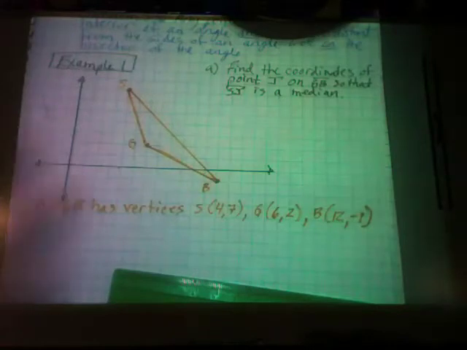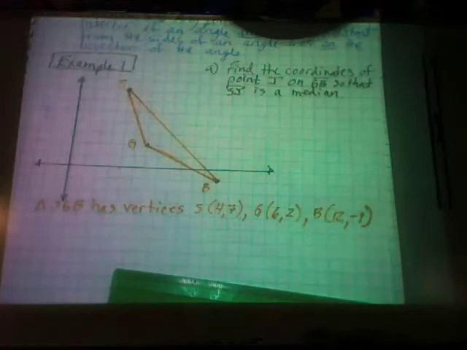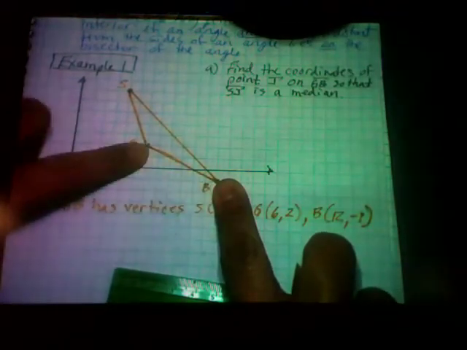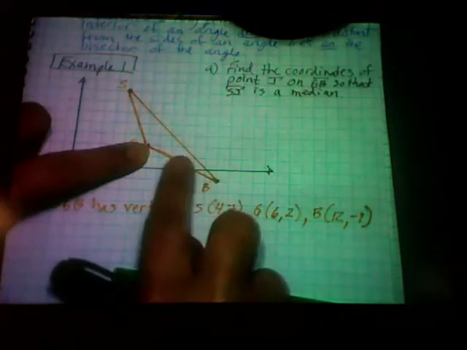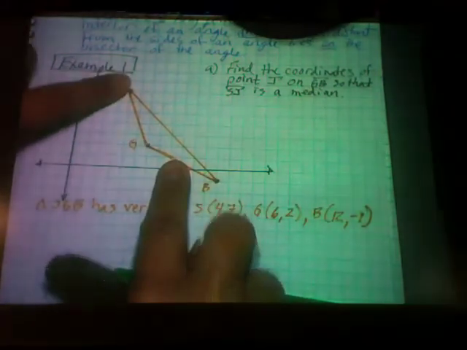They won't have graphed that for you. You'll have to graph it yourself. So it's imperative that you graph the point so you can see what we're doing. They're asking you to put point J on segment GB. Isn't this segment GB right here? So J is somewhere here, so that wherever J is on here, it connects to S and makes a median.